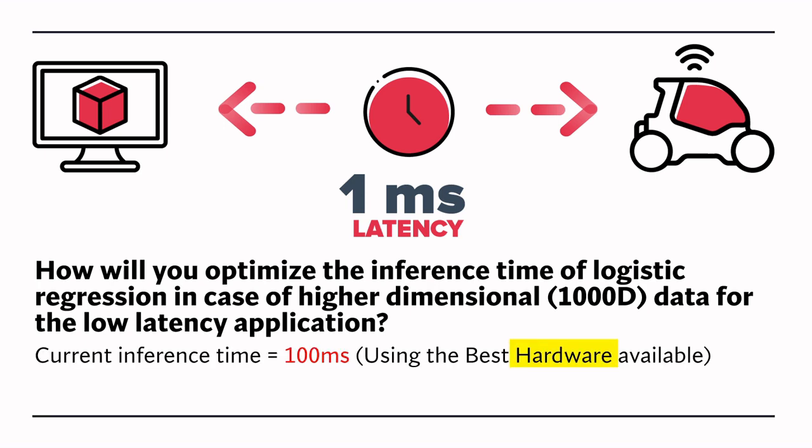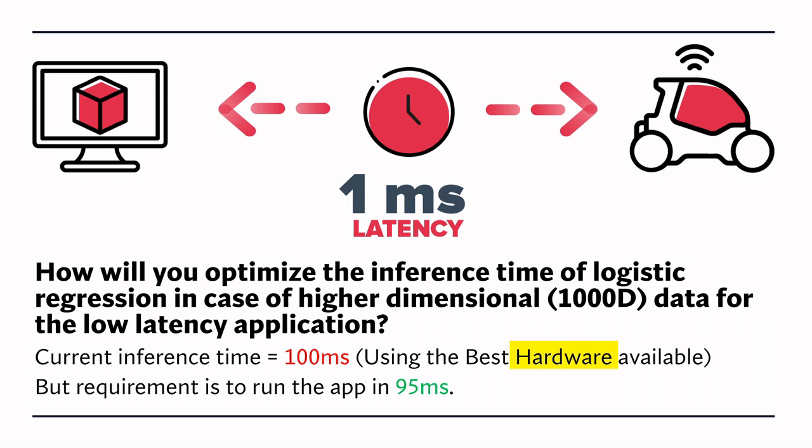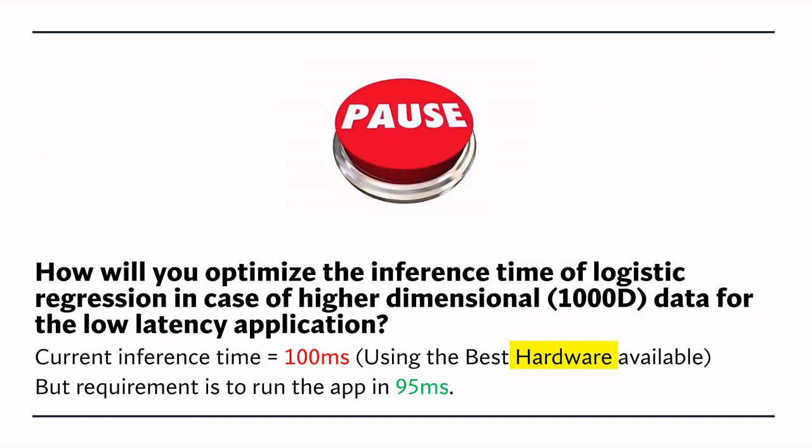The current inference time is 100 ms using the best possible hardware that you have access to. Now you're supposed to decrease the inference time to 95 ms so that the low latency application can run. Now pause the video and try to think how you can actually optimize the inference time.